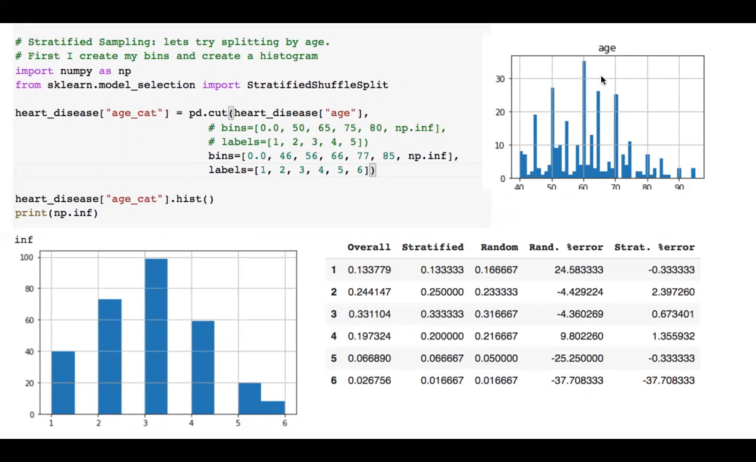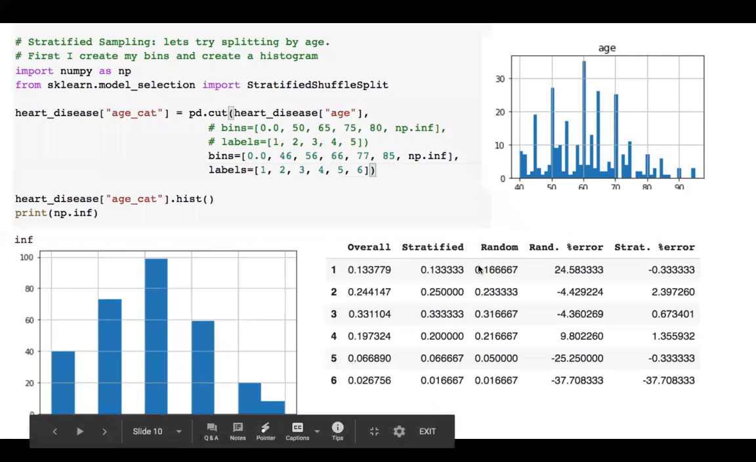I compared the histogram of age for all my values versus the histogram of my age category, and I tried to get a similar shape. So then when we compare overall versus stratified versus random, we can see that stratified is much closer, more representative than random.